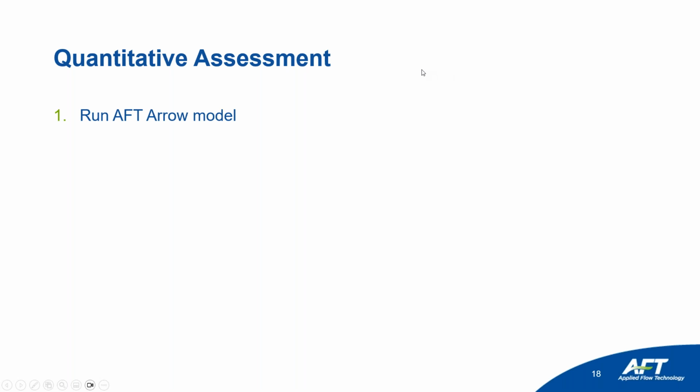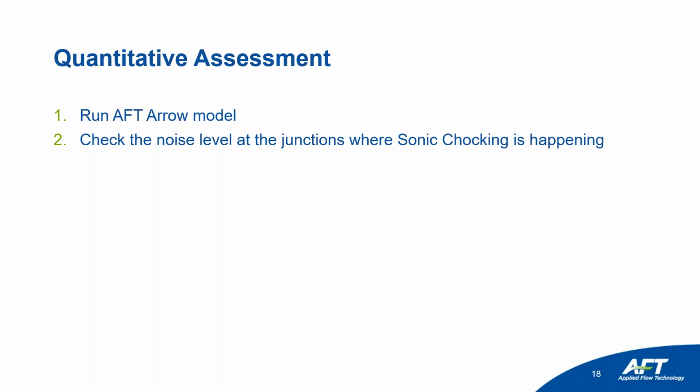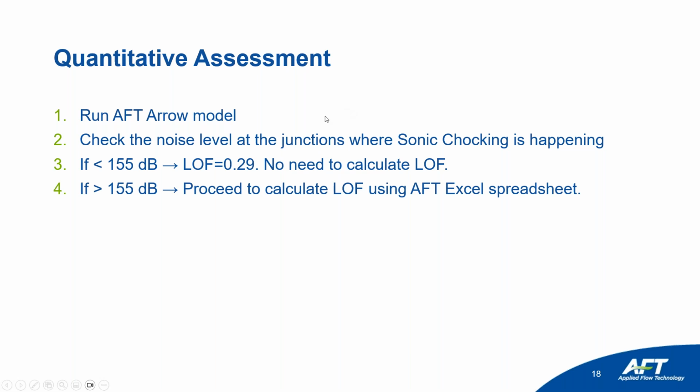To do that, we first run the Arrow model. We check the noise level at the junctions where sonic choking is happening. If the noise level is below 155, we don't have to proceed further. The LOF is equal to 0.29, so we don't need to calculate the LOF because according to the manual, it's already 0.29. If it's higher than 155, we proceed to calculate the LOF using the AFT Excel spreadsheet.